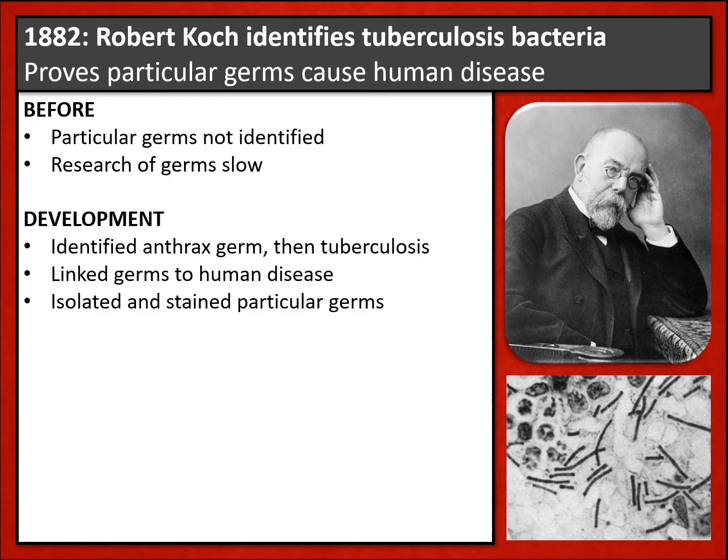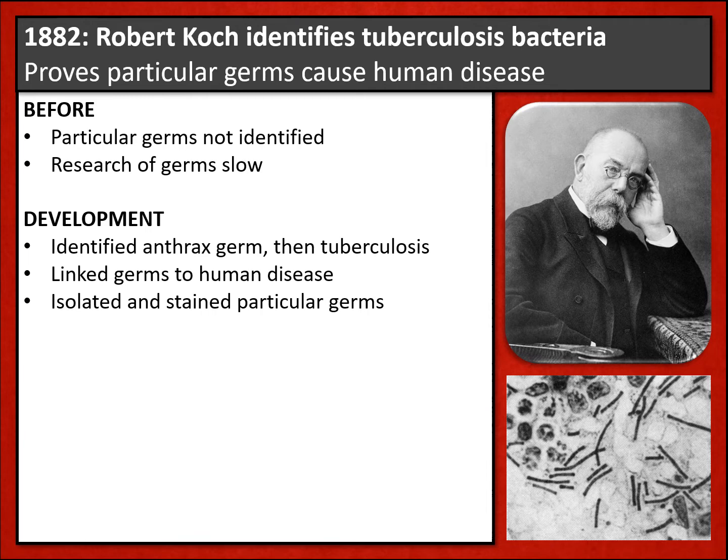So what Robert Koch managed to do was to identify specific germs. So firstly, he identified the anthrax germ, which affected livestock. You can see in the bottom slide, that's a picture of the anthrax germ. It's actually Koch's picture that he took of it. And then a year later, he discovered the first human disease, and he identified the germ that causes tuberculosis.